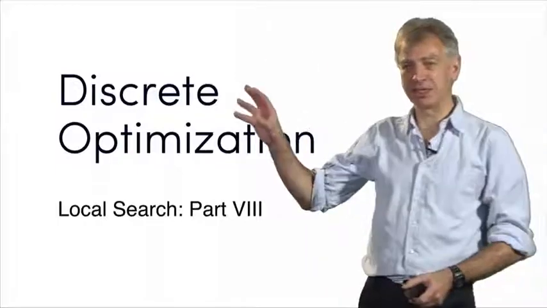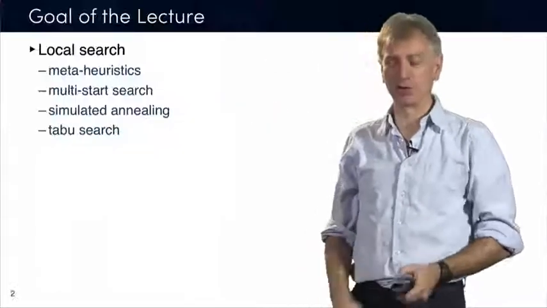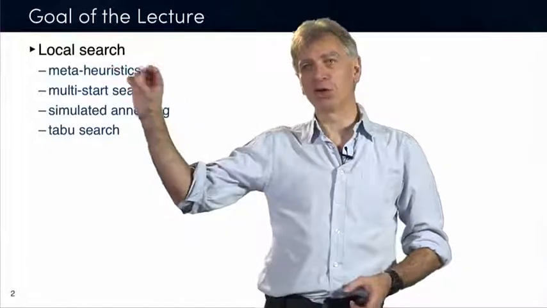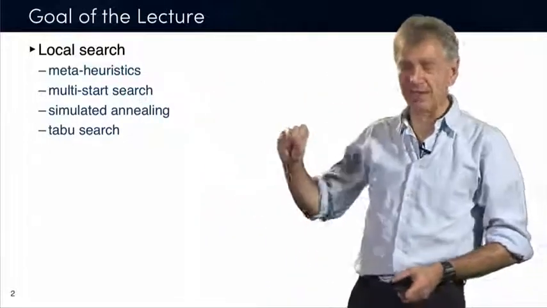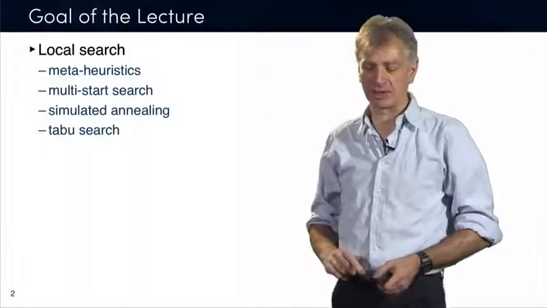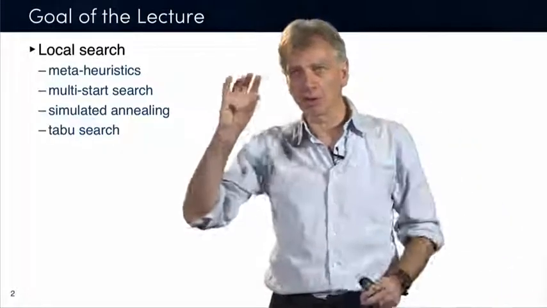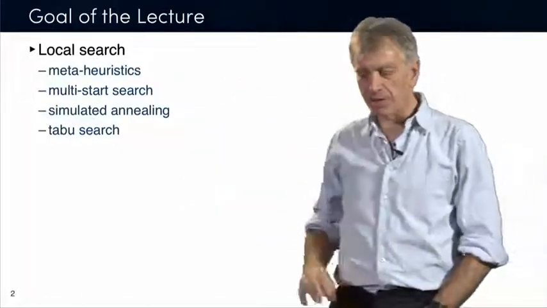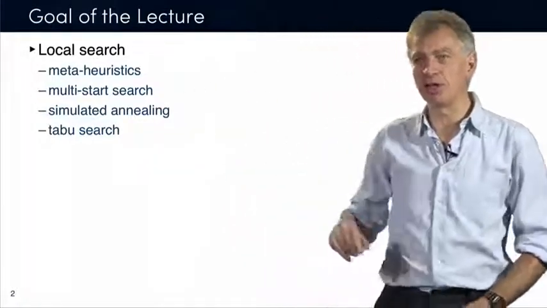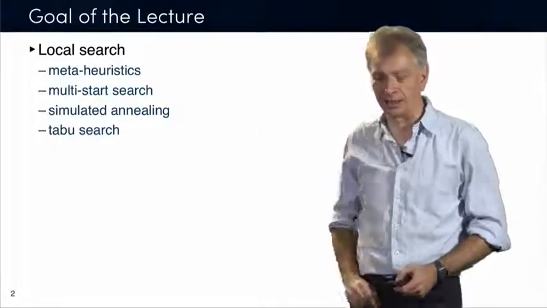Okay, discrete optimization, meta-heuristics. So that's what we're going to talk about today. We are still in local search. We have seen heuristics last time. What we're going to talk about today is meta-heuristics. I won't talk about all of them. I just want to give you a flavor of what you can do. And so I will basically talk about three of them: iterated local search, simulated annealing, and Tabu Search today.